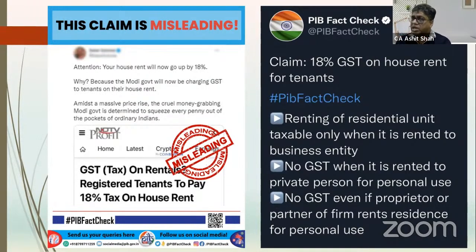Therefore, CBIC has come out with a clarification. Now, generally what we observe is that CBIC issues clarifications through public information, a press release through PIB, or a circular, saying whether it is applicable or not. Now a new trend has come out, which is known as the Twitter trend. The Twitter handle is also clarifying things, and they have clarified on 18% of house rent for tenants.